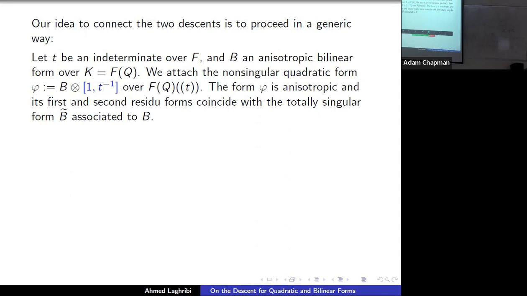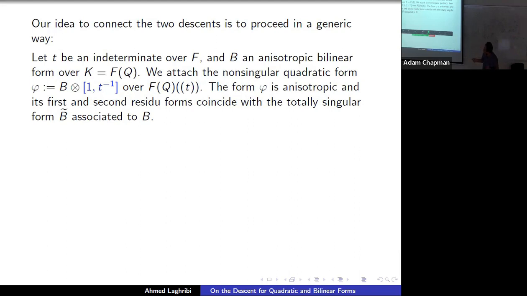Here, if you take t, the form will be isotropic. So you are over this field and you take ⟨1, t⟩. This form is isotropic over this field. Why? Because if you take this polynomial and take the residue, using the t-adic evaluation, the residue polynomial has a zero, and you can lift this zero by Hensel's lemma. So you have to take B minus one. And the form phi is anisotropic, etc.